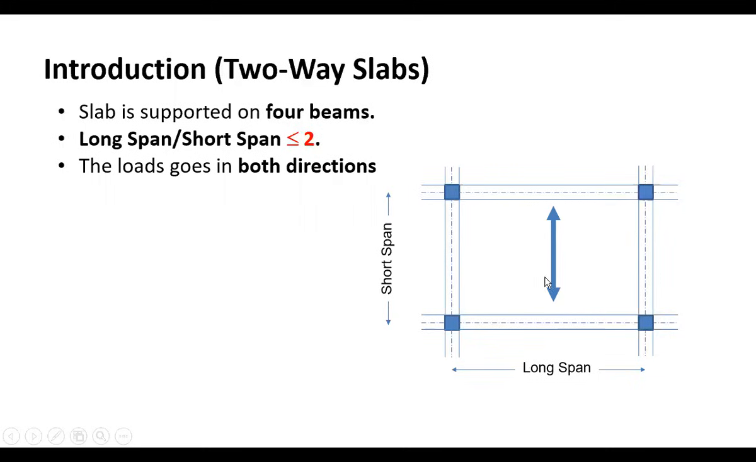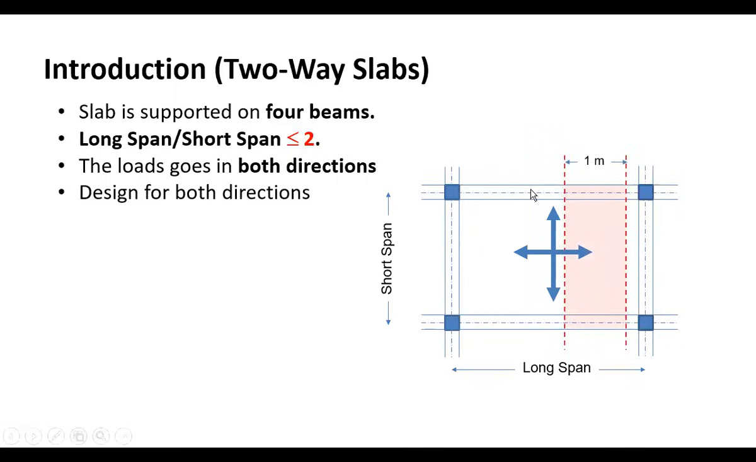Okay, so if the long span divided by the short span is less than or equal to 2, this is a two-way slab. And as you know, in two-way slabs, we have to design it in both directions because some of the loads will be going in the short direction, and also some of the loads will be going to the long direction. And to make our design, we have to design the slabs in both directions. Okay, how to do that? We take a strip of 1 meter of the slab in the short direction and also in the long direction.